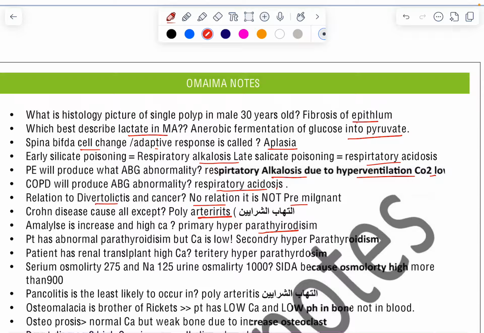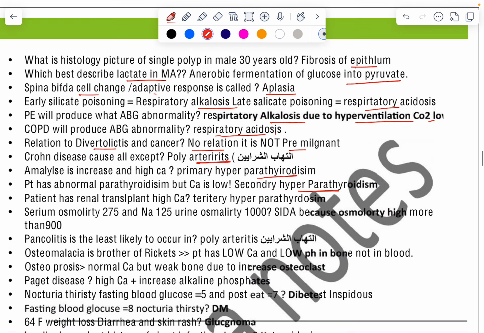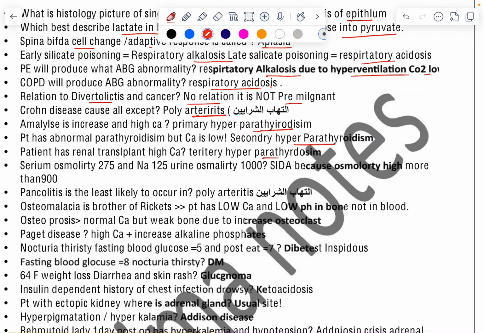Patient has abnormal parathyroid but calcium is low: secondary. Patient has renal transplant, tertiary hyperparathyroidism. Serum osmolarity 275, sodium 125, urine osmolarity 1000: SIADH. Pancolitis is least likely to occur in polyarthritis. Osteomalacia is the big brother of rickets: low calcium, low phosphorus. Osteoporosis: normal calcium but weak bone. Paget's disease: high calcium, high alkaline phosphatase.